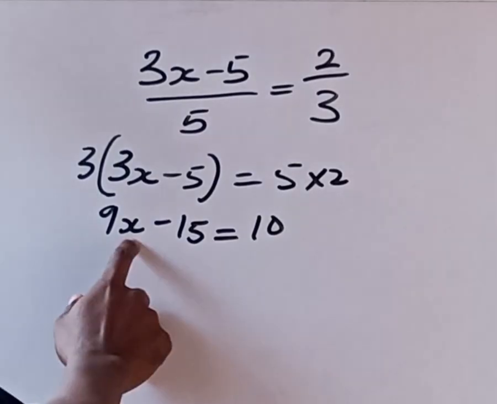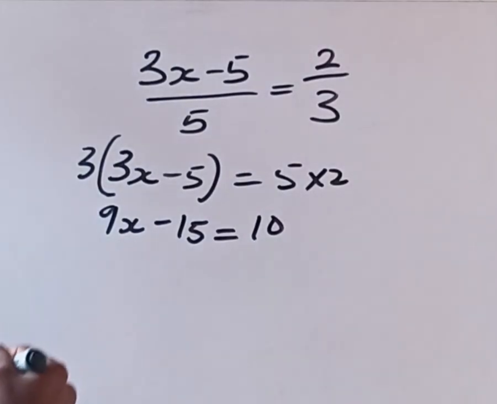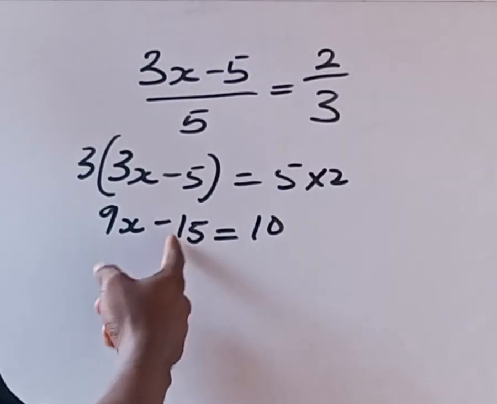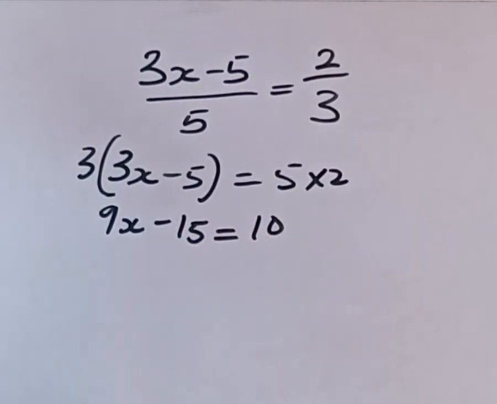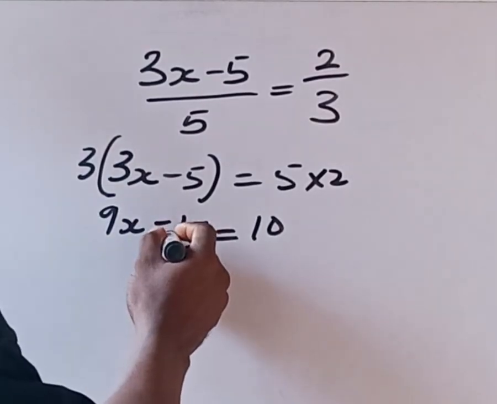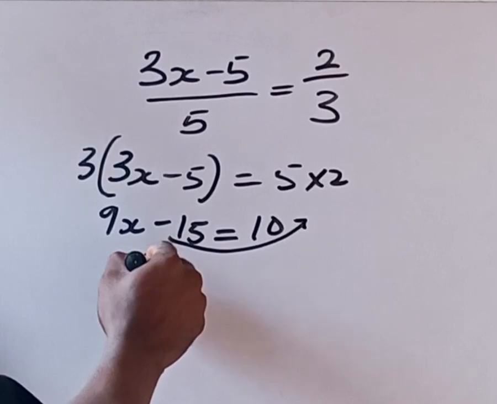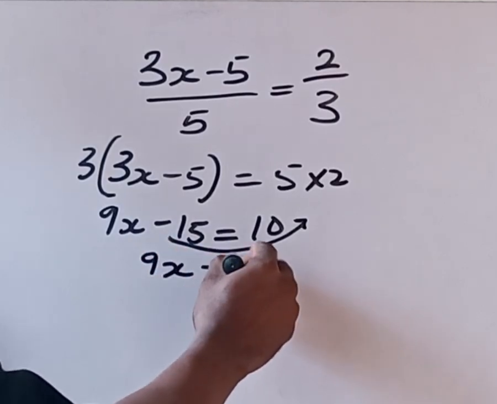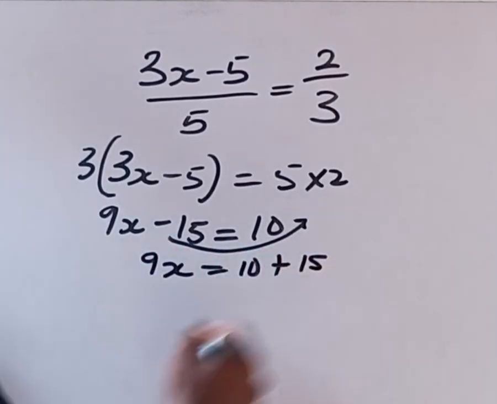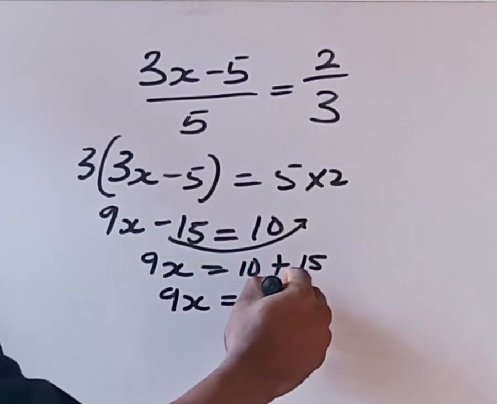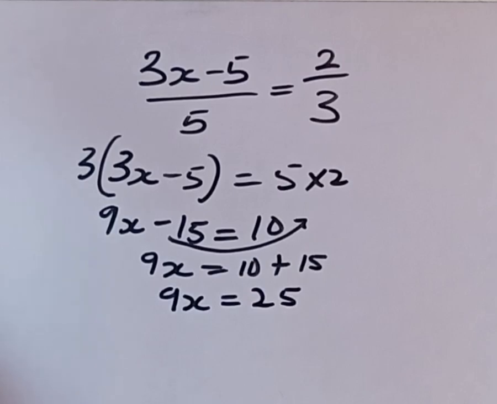So what are we going to do? We are looking for x, right? So for us to get x, there are two ways to solve this. The first method is you add 15 to both sides so that we can eradicate this minus 15, right? But for a shorter method, all you need to do is to carry this minus 15 to this side, and if you change it to plus, you have 9x equals 10 plus 15. So our 9x equals what? 25. This plus this will give us 25.